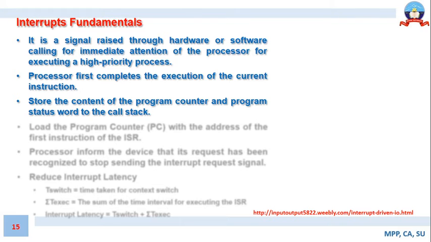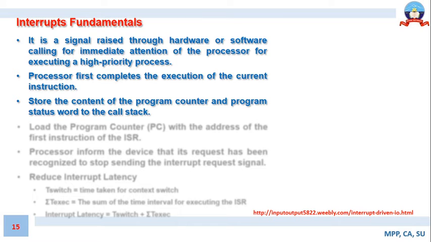So what are the status of the program it stores? It stores the program counter and the program status word. So once an interrupt has taken place, once the processor executes the current instruction, it stores the content of the program counter and the program status word to the call stack. As I've already said, call stack is a dynamically implemented data structure that stores the return address, because return address is stored in the program counter.